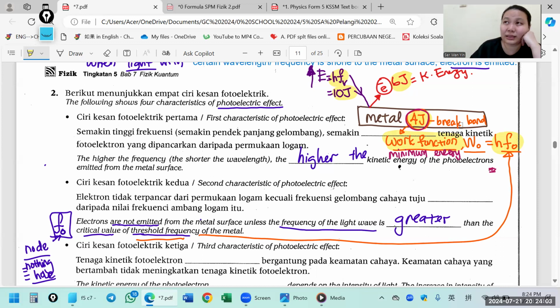Like chocolate. Why some chocolate just need 1 ringgit, some chocolate need 10 ringgit, some chocolate need 20 ringgit? Only if you can afford them. So same thing, different metal has different threshold frequency. Okay, so this is the energy change.